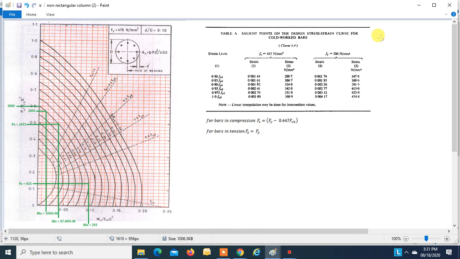This is a very important table given in SP16 known as Table A, where you can find the stress for the corresponding strain. Now, if the bar is in compression, then whatever stress you get from this table has to be deducted by the stress of concrete, that is 0.447 fck. If the bar is in tension, then fs will be equal to the value from the table, which we take directly because in the tension zone we neglect concrete. So we will be using this table a number of times.